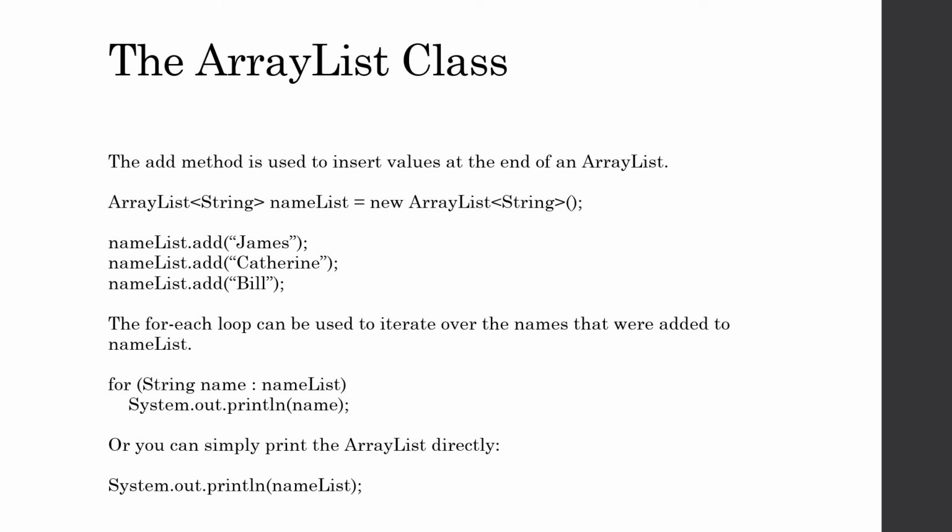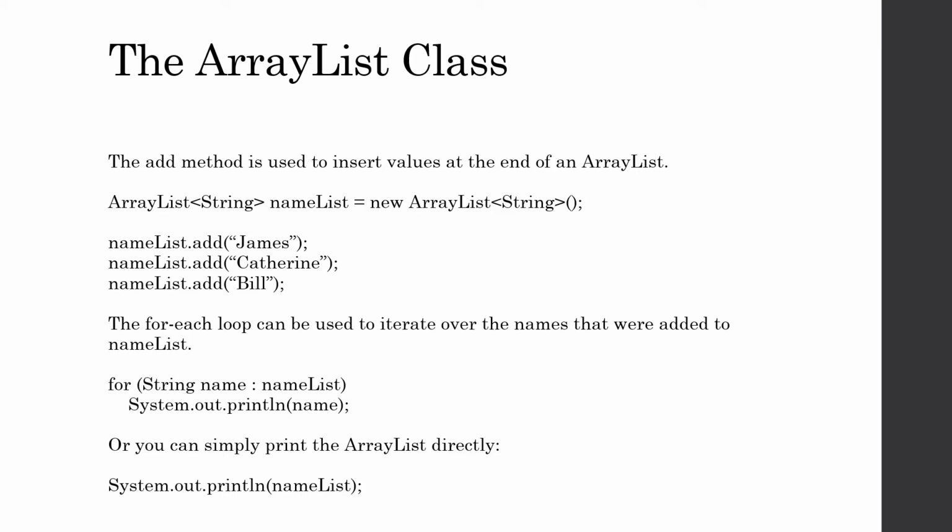Once we've constructed our ArrayList, we can start using the add method to add items to that ArrayList, specifically to insert values at the end of the ArrayList. If we start off with nothing, when we use the add method, that's going to put some value at position 0. When we use the add method again, it will put the next value at position 1. Use the add method again, and it'll put it at position 2.